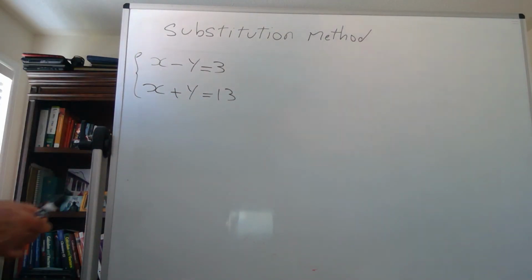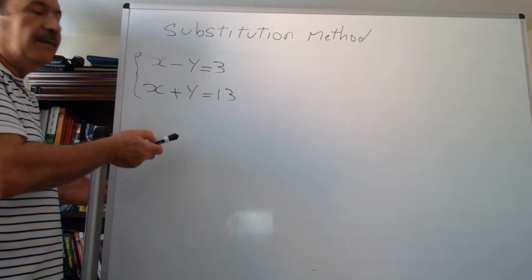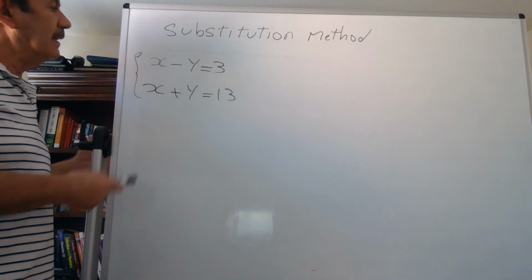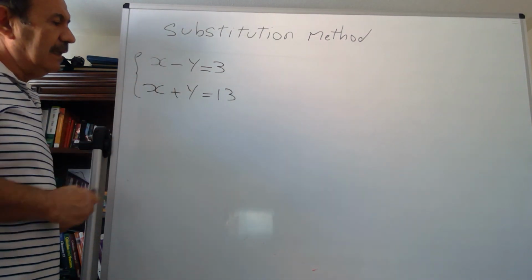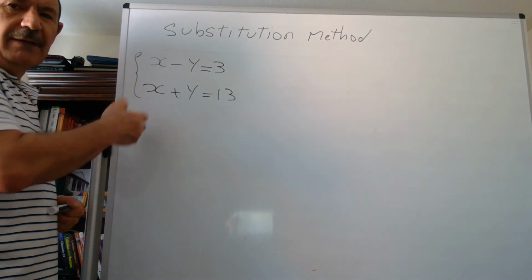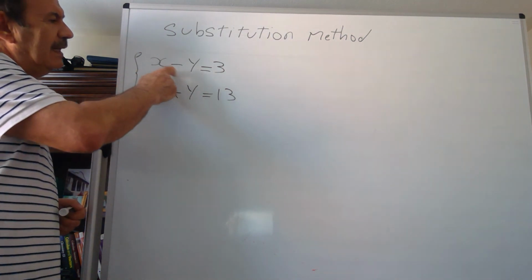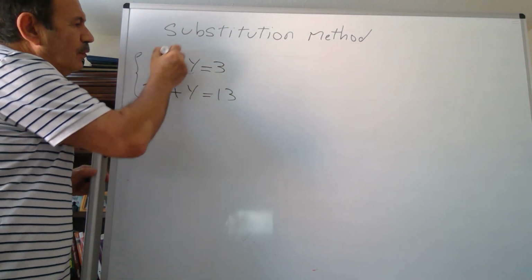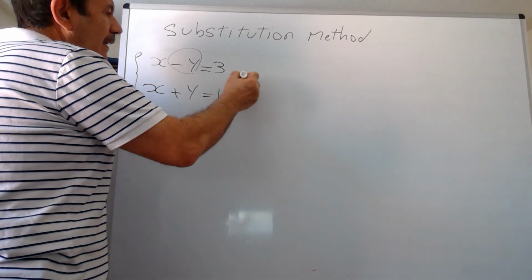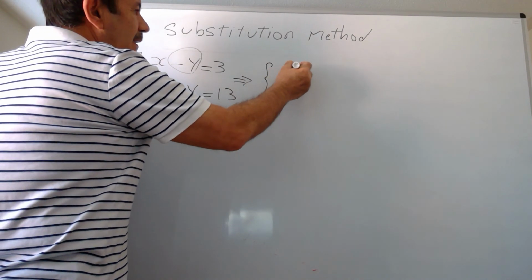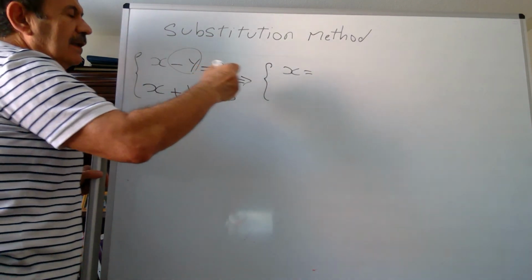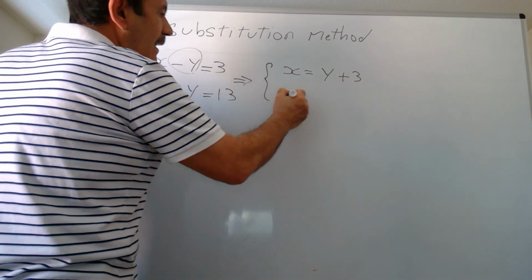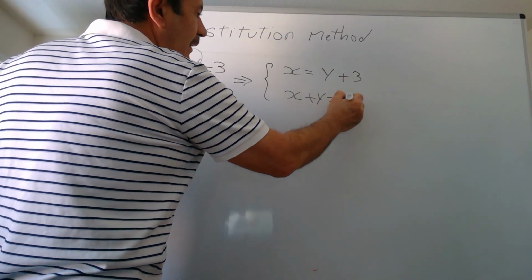In substitution method, I need to calculate one of the variables in either of the equations. It doesn't matter which one, either one which is easier. In this example, the top one is easier. They don't have too much difference, but in this one I can easily move this negative y to the other side. So x is equal to positive y plus 3. And the next one is x plus y is equal 13.